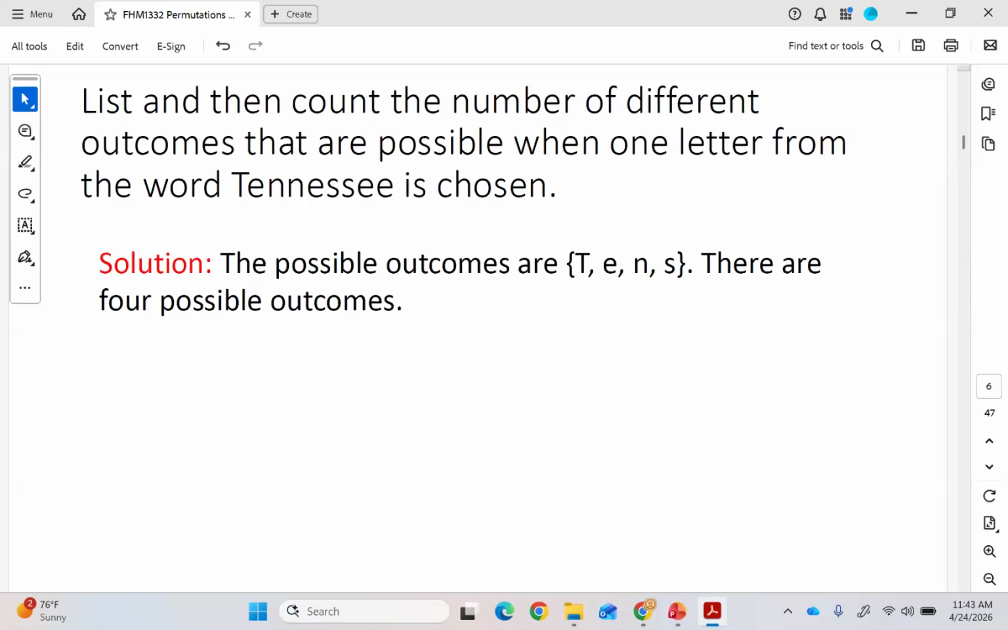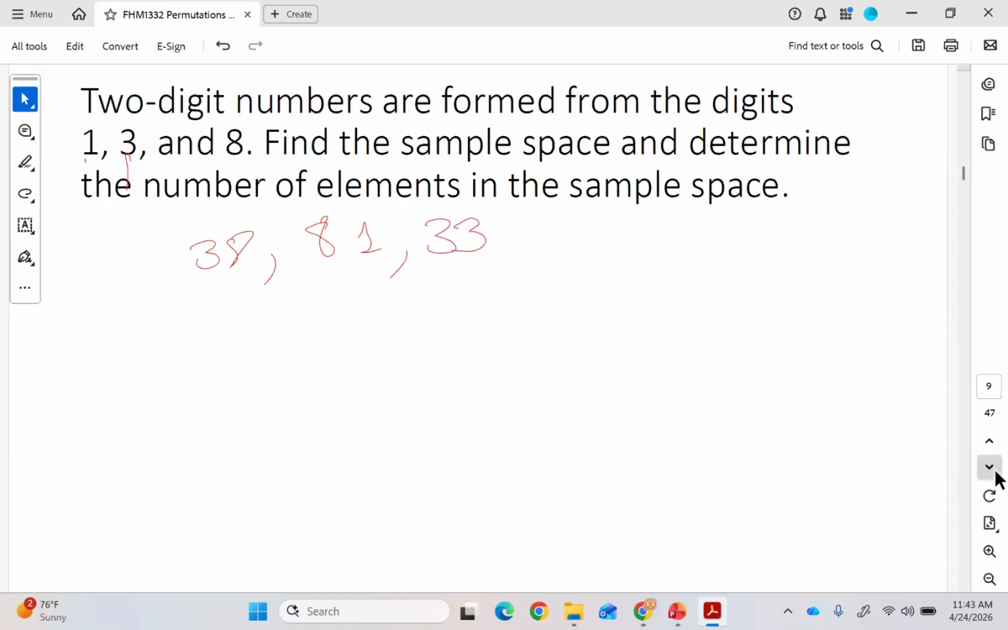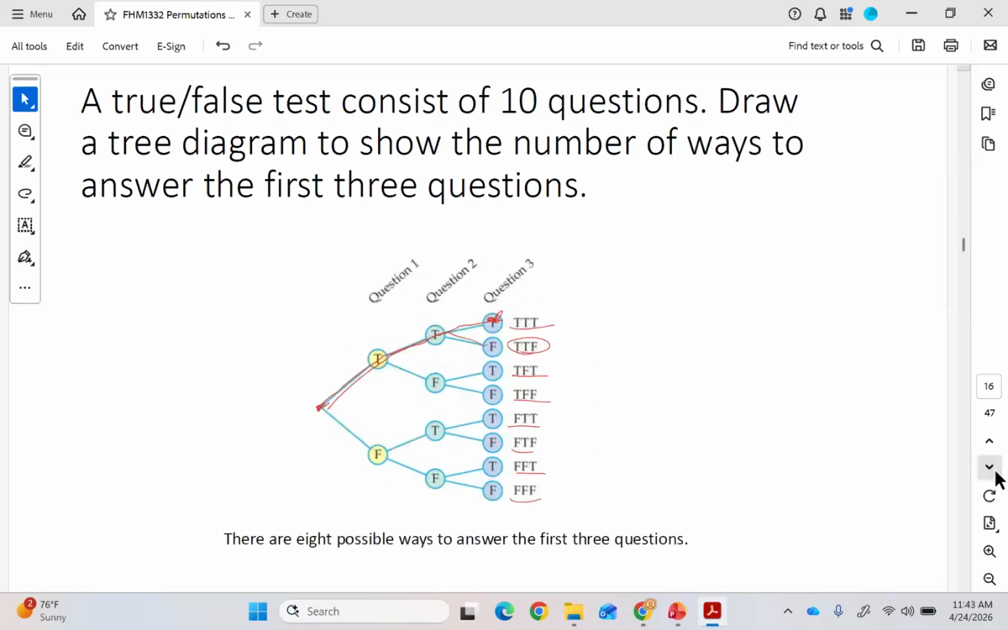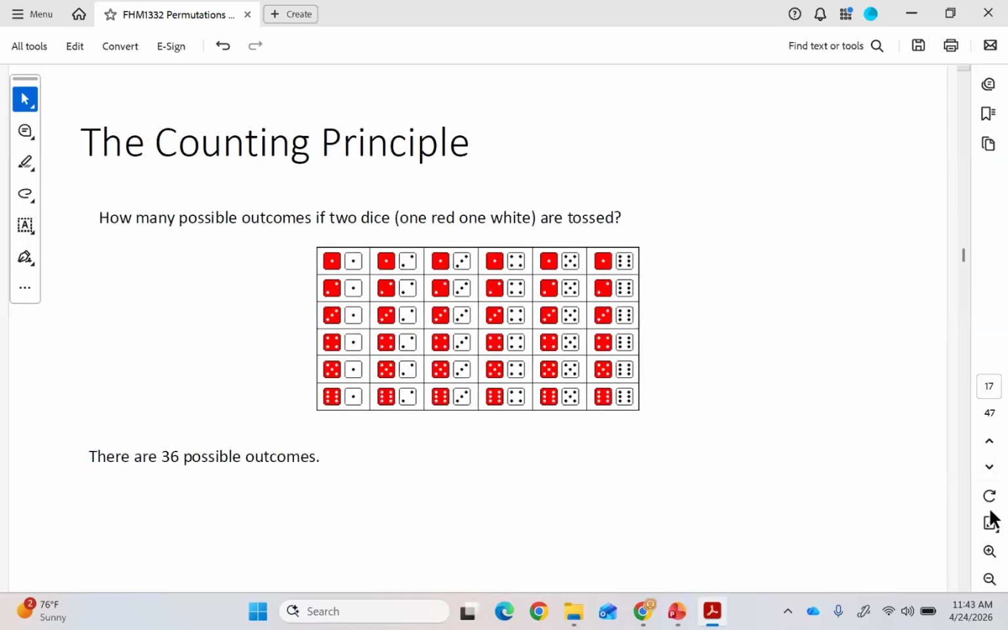So this is another way of creating all of the different possibilities. I'm sorry, every time I click on a button, it takes me to the beginning.